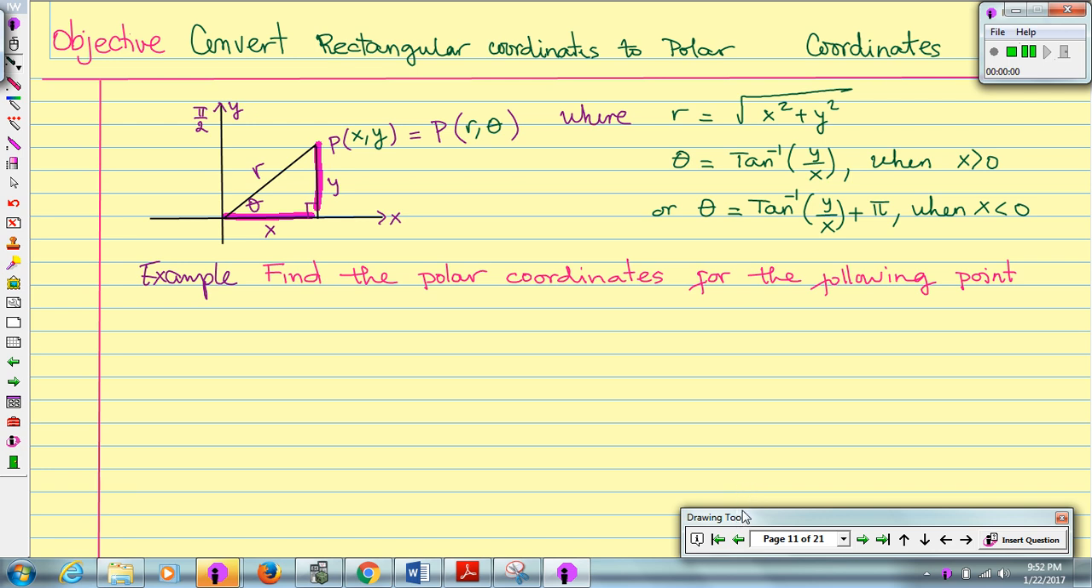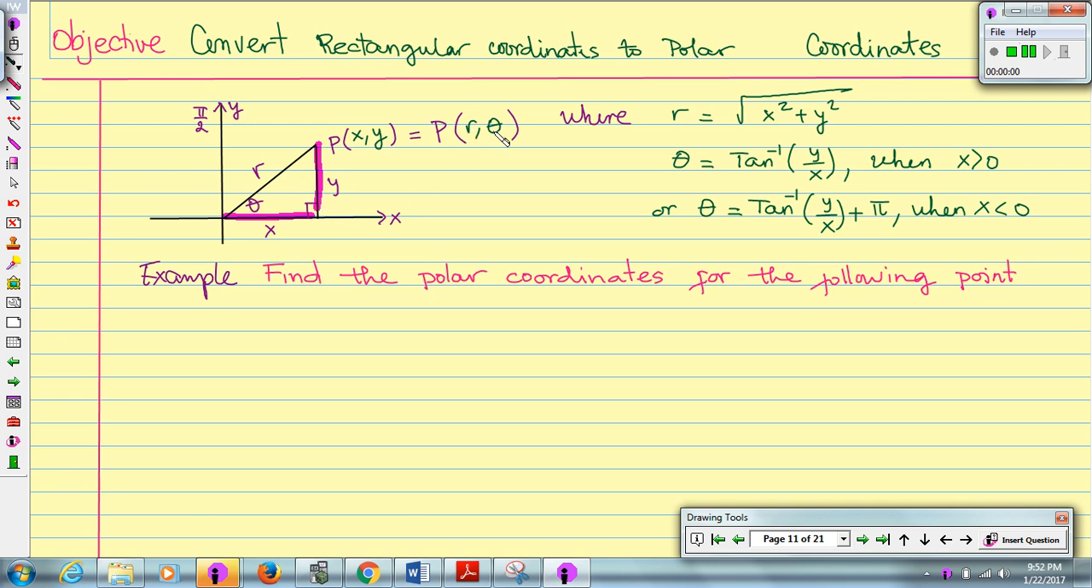Hello, my pre-calculus student. In this video, we are going to convert rectangular coordinates to polar coordinates. Let's look at the following picture, please. So here we have the point P. Now point P, we label it with rectangular coordinates x and y. So we know the value of the adjacent and the value of the opposite in this right triangle. Now we want to find the polar coordinates.